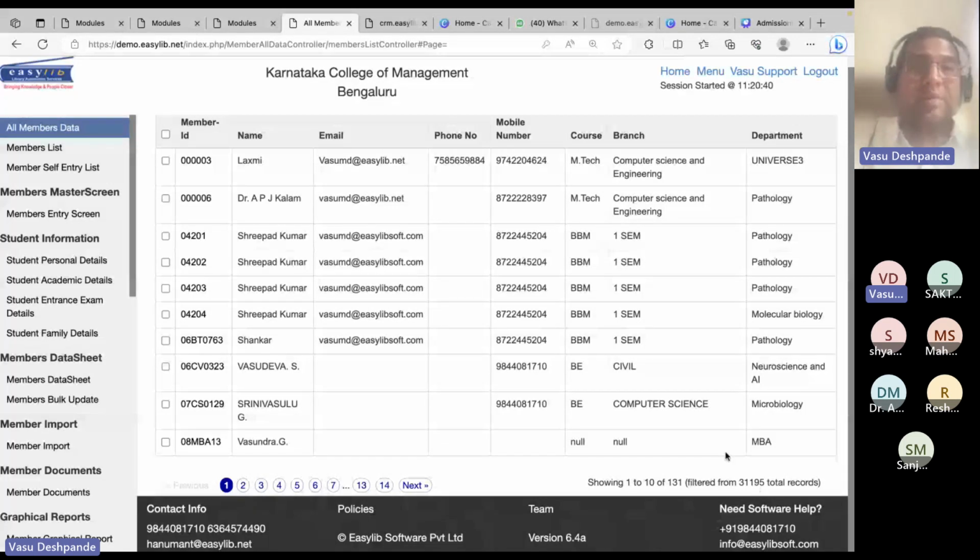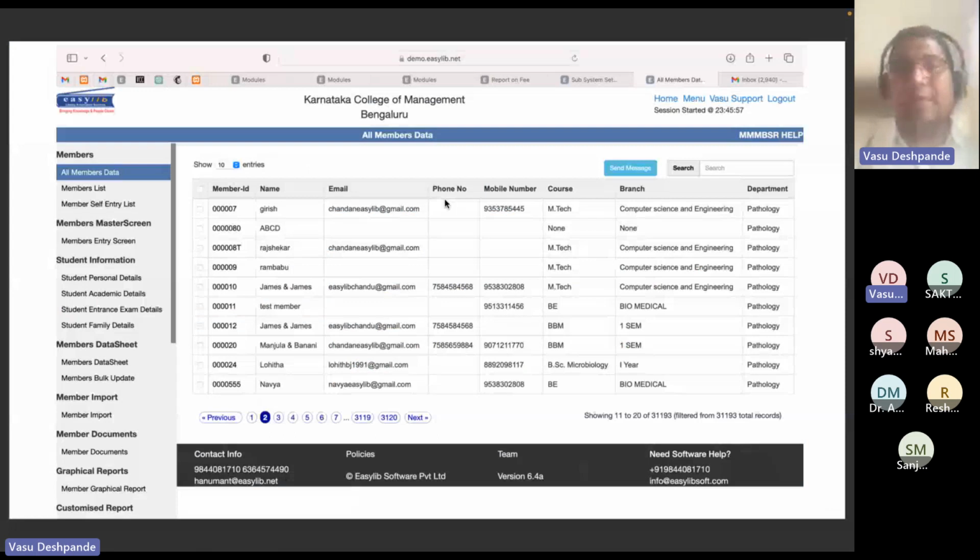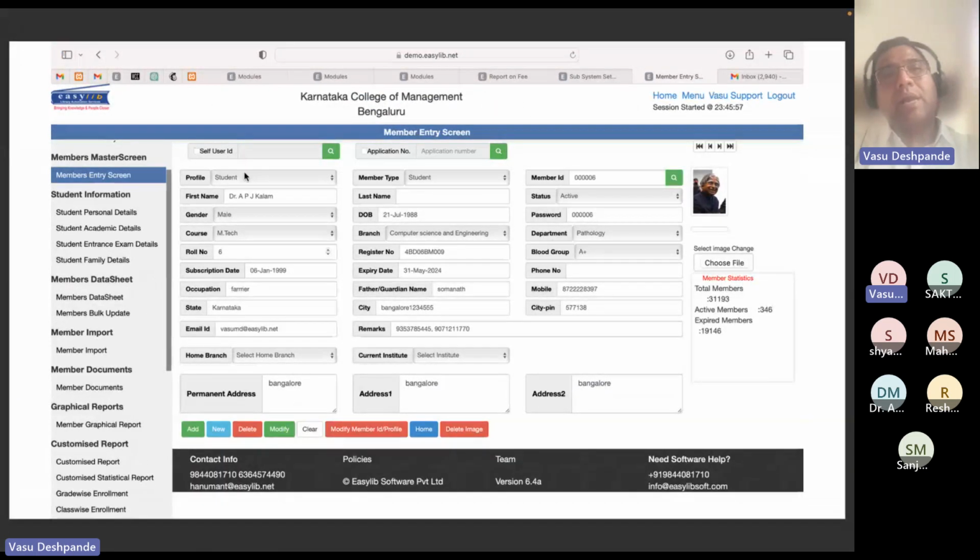Okay, so now this is the master data of all the students. If I click on a student, I see further details: first name, last name, status, gender, and all that, including some customization fields and the photograph. Again, this is a very plain screen, but the most important thing is how well the data is maintained, and that is our focus area in the entire Easylib application. Going down on the left, there are student personal details, academic details, entrance exam, and family details. So all of this is maintained.